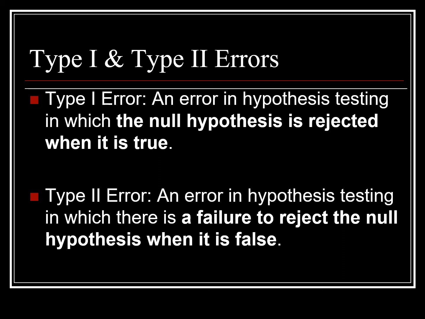A type 2 error is an error in hypothesis testing in which there is a failure to reject the null hypothesis when it is false.